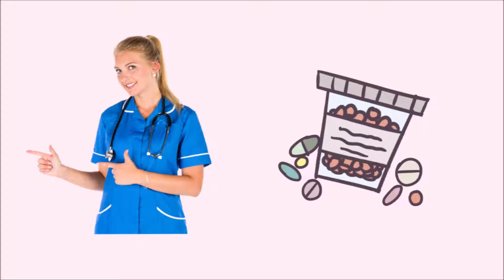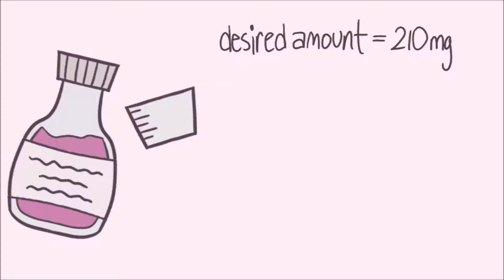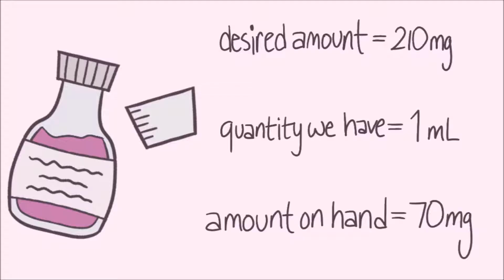They're mainly used by nurses when administering medications and calculating dosages for a patient. The equation used for this is, amount of medication on hand to the quantity you have is equal to the desired amount to X. For example, let's say a patient is being prescribed a liquid medication. The doctor's order and desired amount is 210 milligrams once a day, and the information on the medication label says that 1 milliliter, which is the quantity we have, is equal to 70 milligrams, which is the amount on hand. How many milliliters should the patient be administered per day?